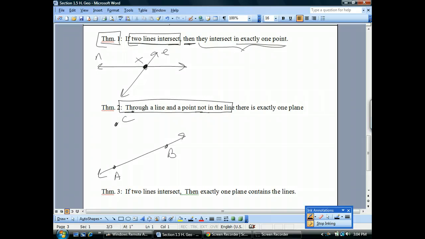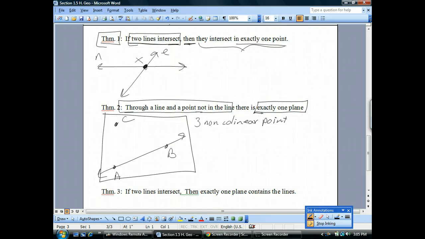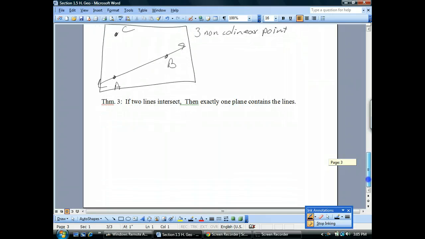Well, what's another way of saying what this picture shows? Points A, B, and C are what kind of points? They are 3 non-collinear points. Well, we have a postulate that says if you have three non-collinear points, then there's one plane. So the theorem says there is exactly one plane. So that's a unique plane that contains all three of those points.